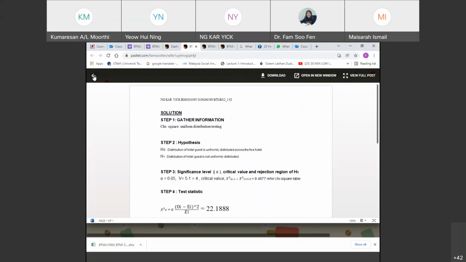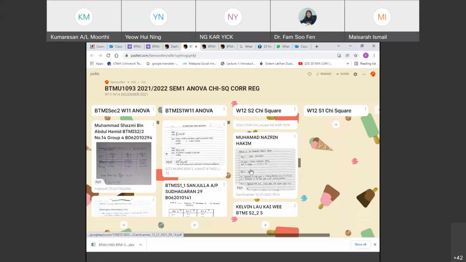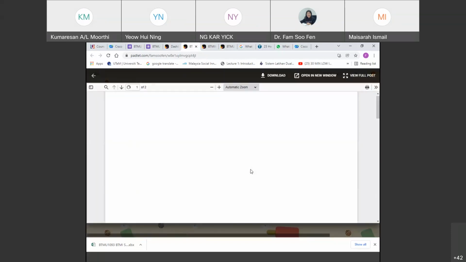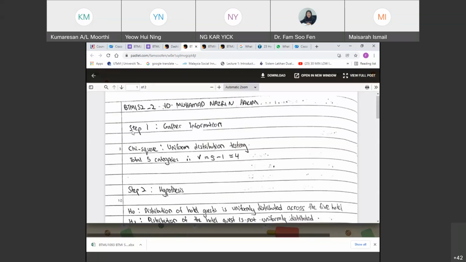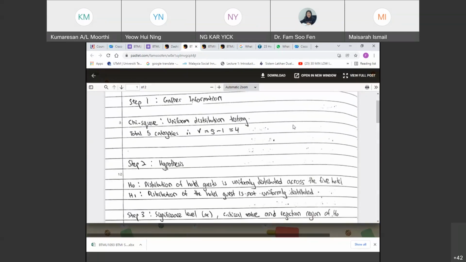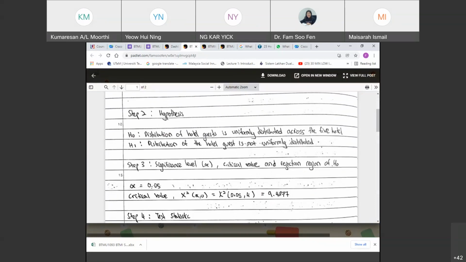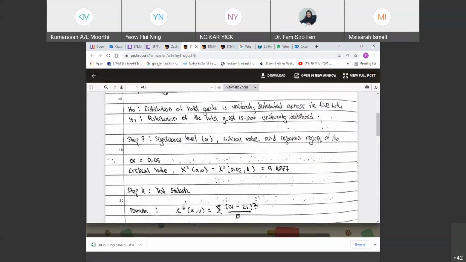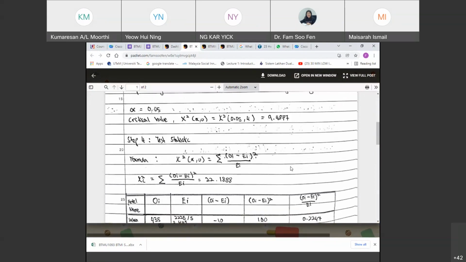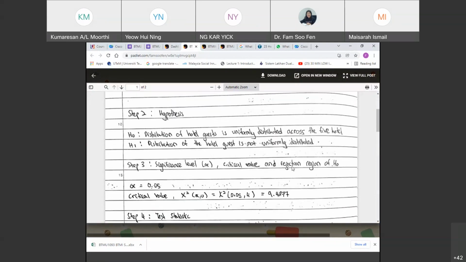All right. So next, I go back to take this one, Nasrin. Okay. Here. Okay, step 2, distribution of the hotel guests is uniformly distributed across the 5 hotels. Okay, significant level, rejection region. Where is your rejection region? There is no rejection region. Okay, minus mark. Test statistics. I showed you already, right? In the WhatsApp group also I have shared.